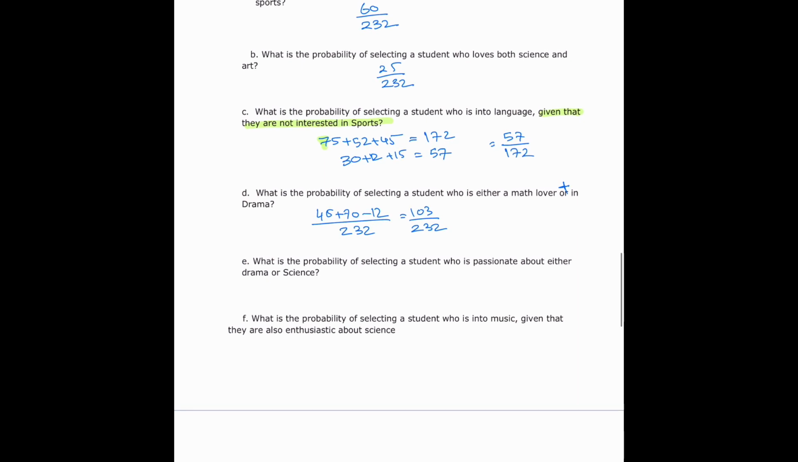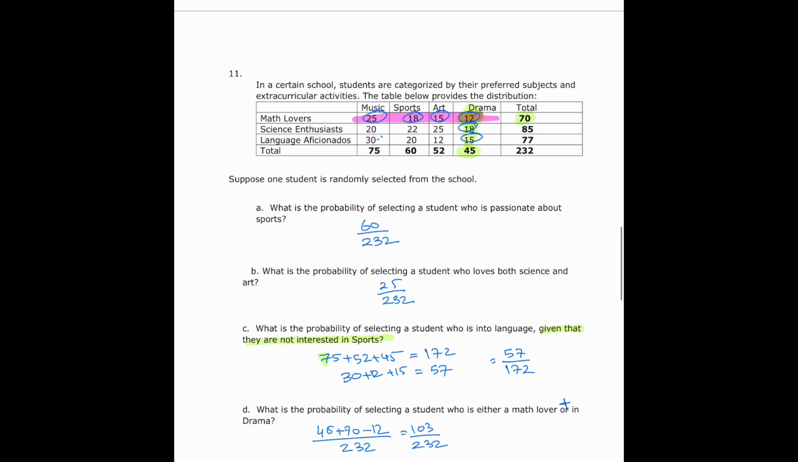What is the probability of selecting a student who's passionate about either drama or science? So now again, or, which means addition. And pay attention to double counting when you have addition in a contingency table. So we're looking for students who are passionate about drama and science. So here is the drama. And here is the science. Notice how 18 is highlighted twice. So in other words, you can highlight both and then you're going to add the numbers you highlighted just once, or one time.